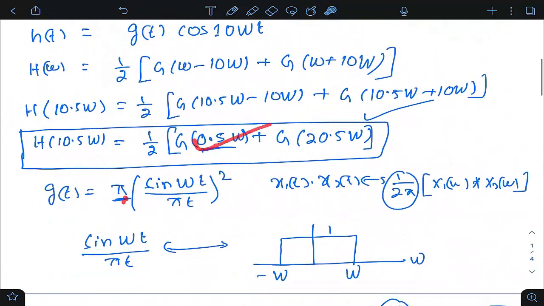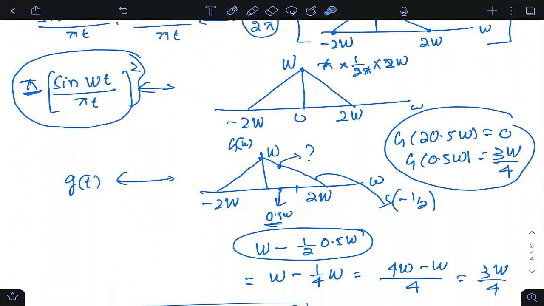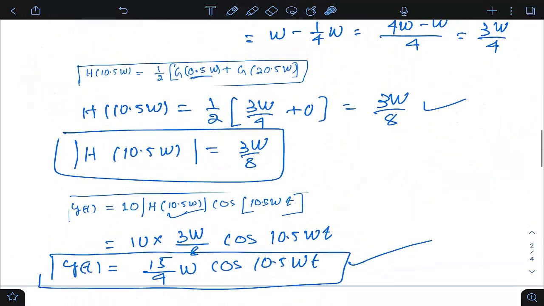And as per this equation, you need G(omega) at 0.5W and 2.5W. By observing the waveform, at 2.5W it is 0, and at 0.5W it is 3W by 4. Then by substituting in this equation, we get 3W by 8. If we multiply this with this equation here, you get 15W by 4 cos(10.5 Wt). So the answer is option A.